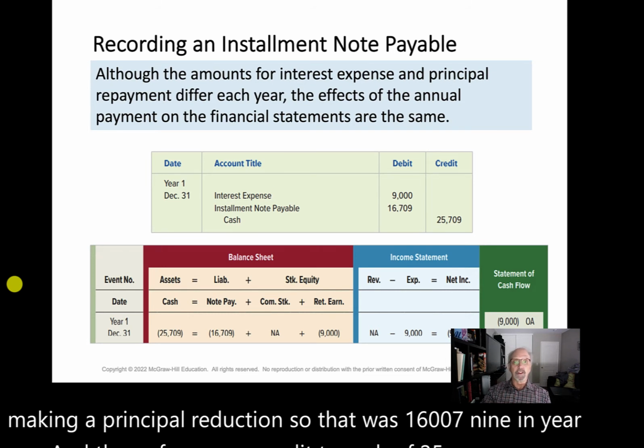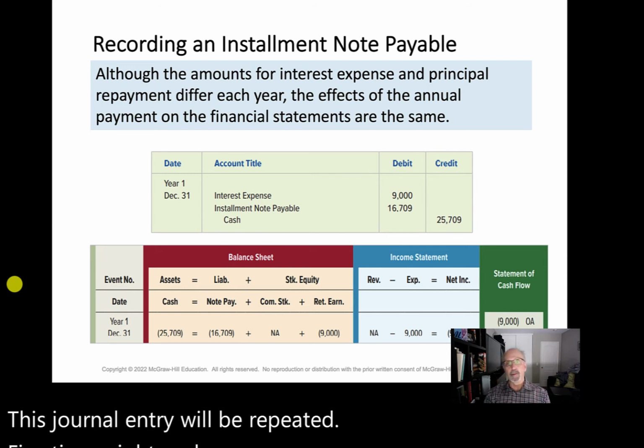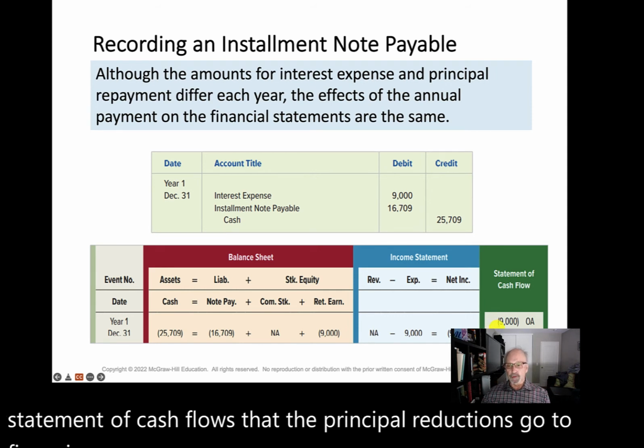This journal entry will be repeated 5 times, right? Each year of the note. Notice down here on the statement of cash flows that the principal reductions go to financing activities, the interest reductions go to operating activities.